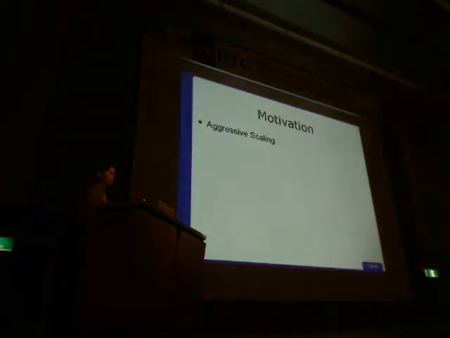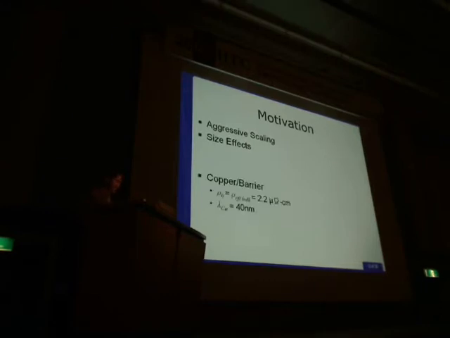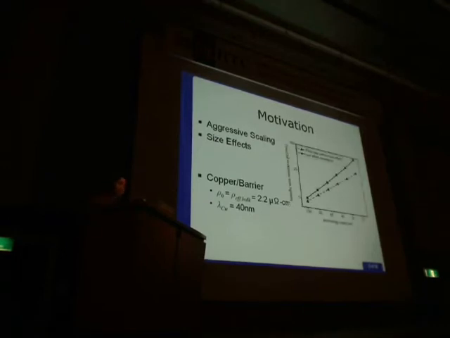we're aware of this aggressive scaling that we're doing in industry right now. And as we scale interconnects, obviously we have this thing called size effects, and I'm going to go into exactly what that is. In fact, I'm going to go into it so that hopefully you'll be able to describe it to your friends when you get back. When we talk about the copper and the barrier, we have this effective bulk resistivity of 2.2, but we have this mean free path in copper we need to consider, and this is where size effects come into play.